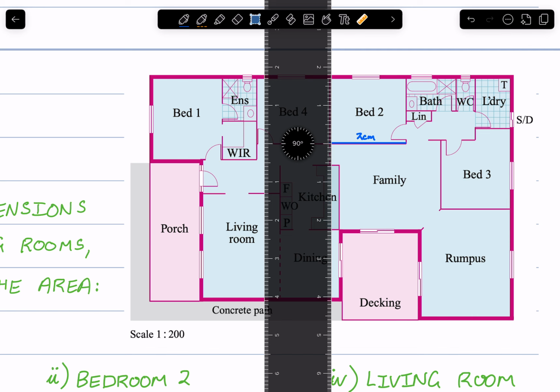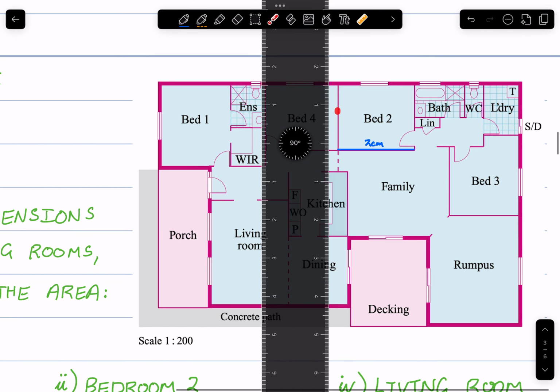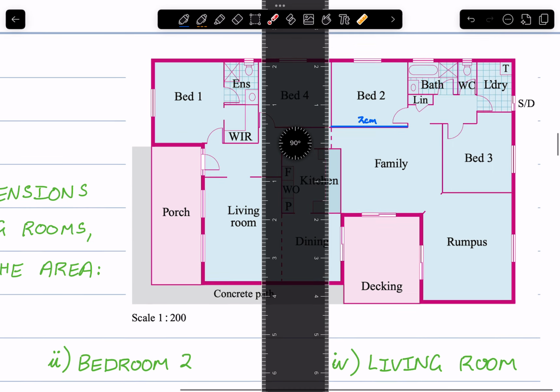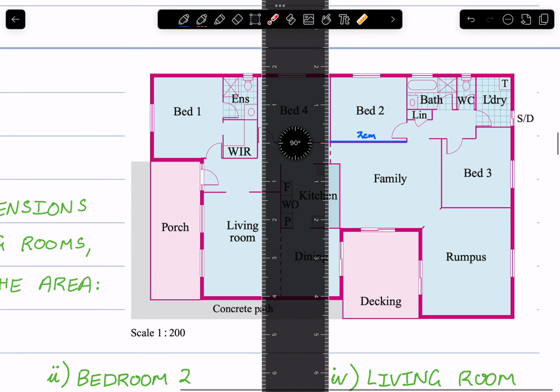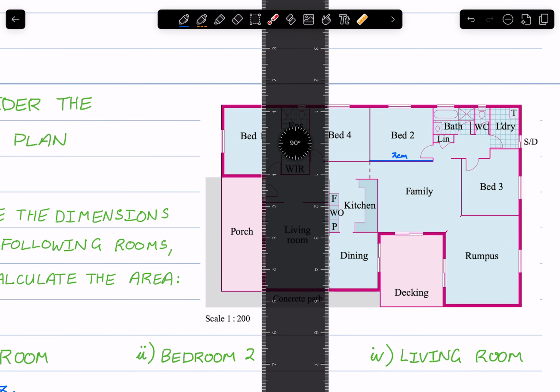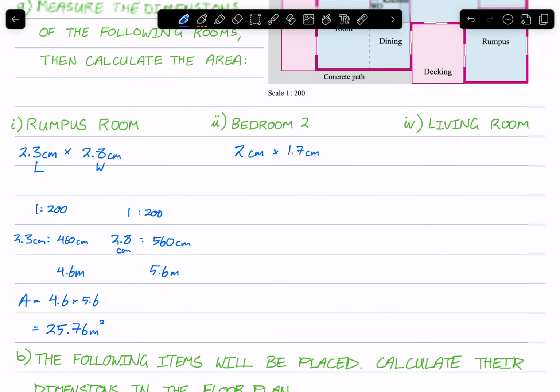That there, we get to be about 1 centimeter. Sorry, it's not a 0. That's 1 centimeter, 1.5, 6, 7, 1.7. It looks to be 1.7. So it's 2 centimeters by 1.7 centimeters.